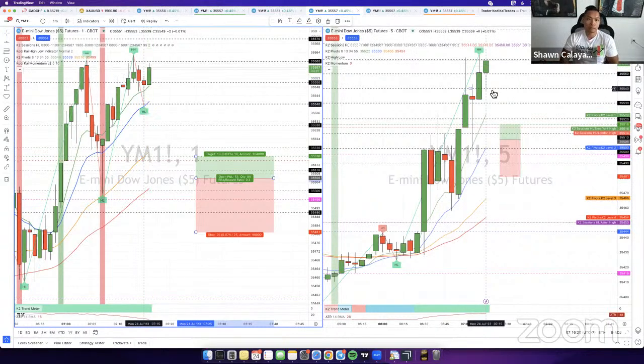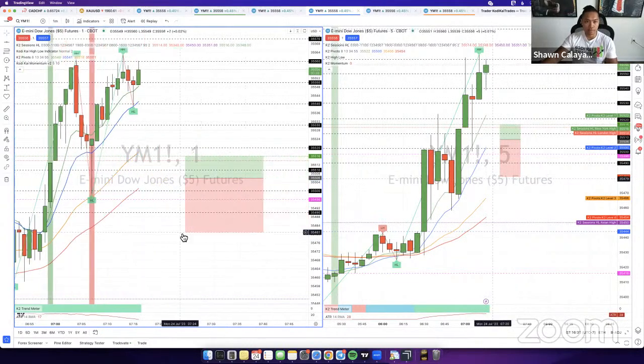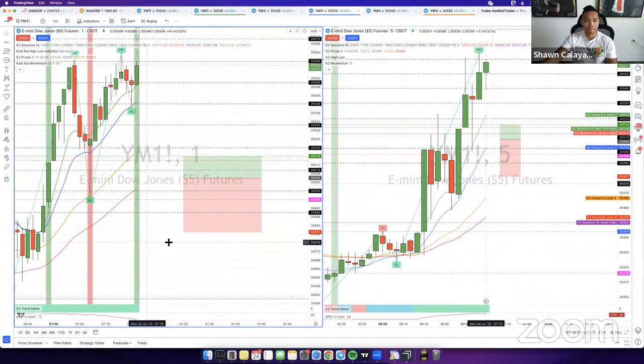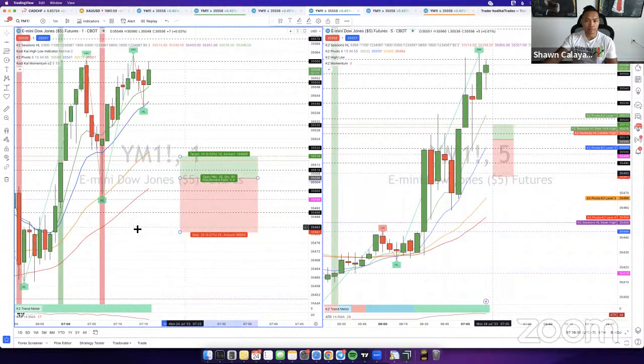Okay, so the 1 minute over here did get a buy signal. If this is the case, then this is fine too, because we can still look for entries here on the 1 minute. The only problem is that these buy signals are not closing. So we got a pending buy signal here, about 25 seconds left.